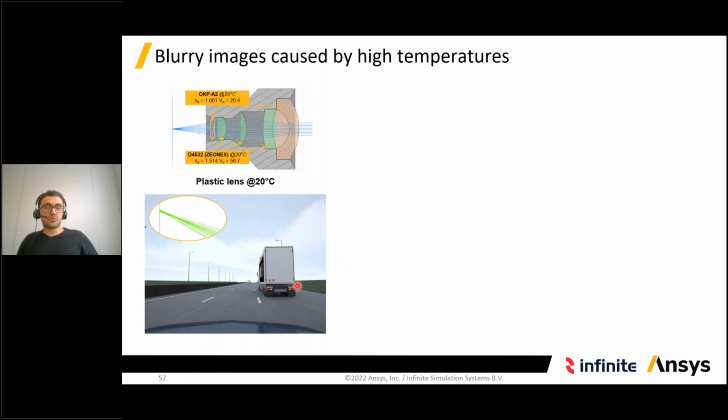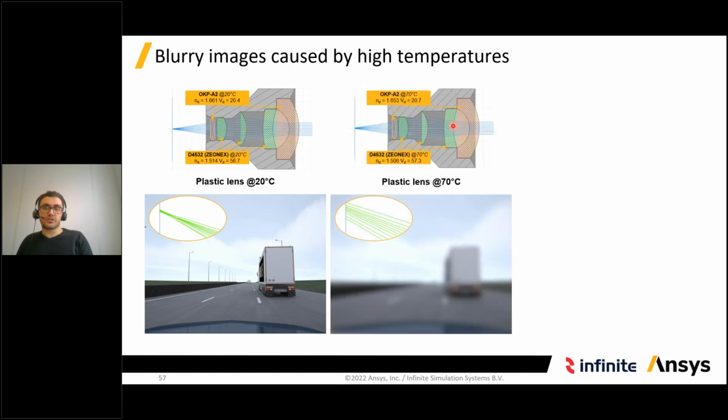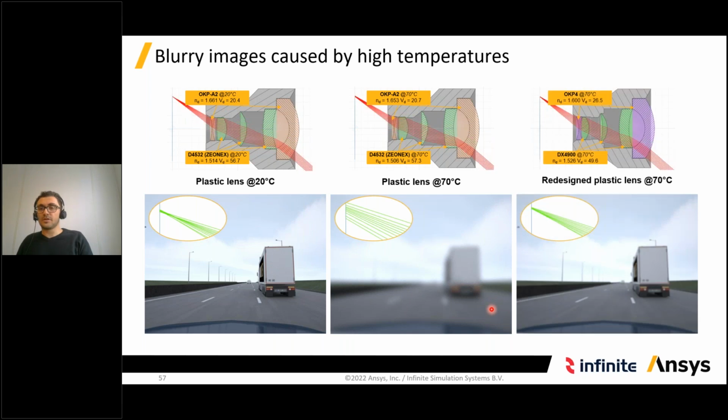Let's say that, for example, we have a lens system on a car, so a camera on a car, and this camera performs very well at 20 degrees. But when the sun shines on the camera and it heats up to 70 degrees, the image becomes very blurry, unfortunately. So what we can do is we can redesign the lens. So now at 70 degrees, it still performs reasonably well.